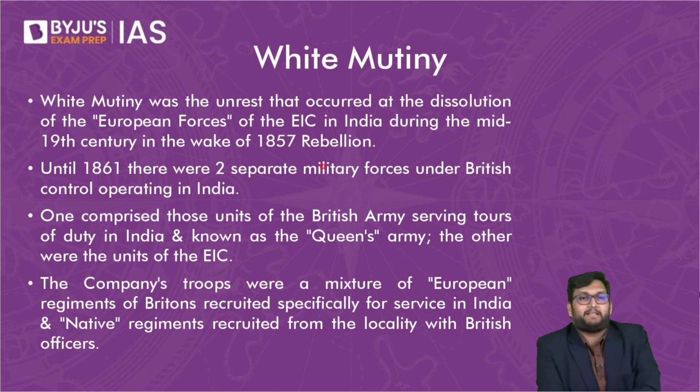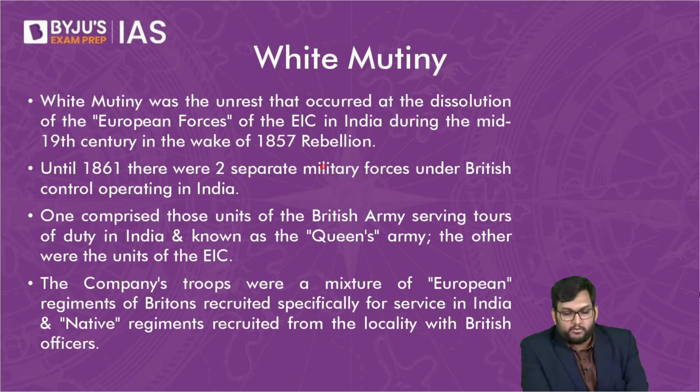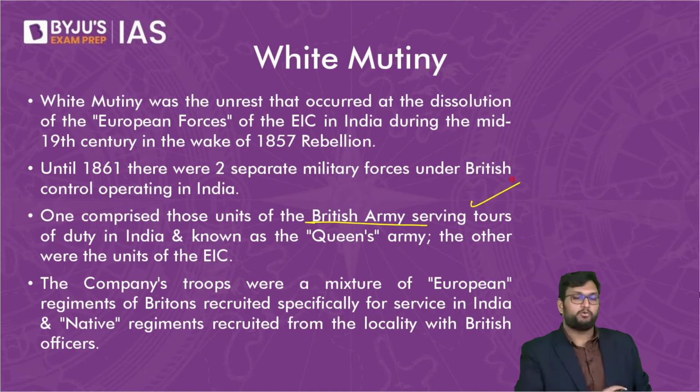White mutiny was the unrest that occurred at the dissolution of the European forces of the East India Company in India during the mid-19th century, in the wake of 1857. Until 1861, there were two separate military forces under British control in India. One comprised those units of the British Army serving tours of duty in India, known as the Queen's Army. The other was the units of the East India Company. The company's troops were a mixture of European regiments of Britons recruited specifically for service in India and native regiments recruited locally with British officers. So basically, it's a full mixture.